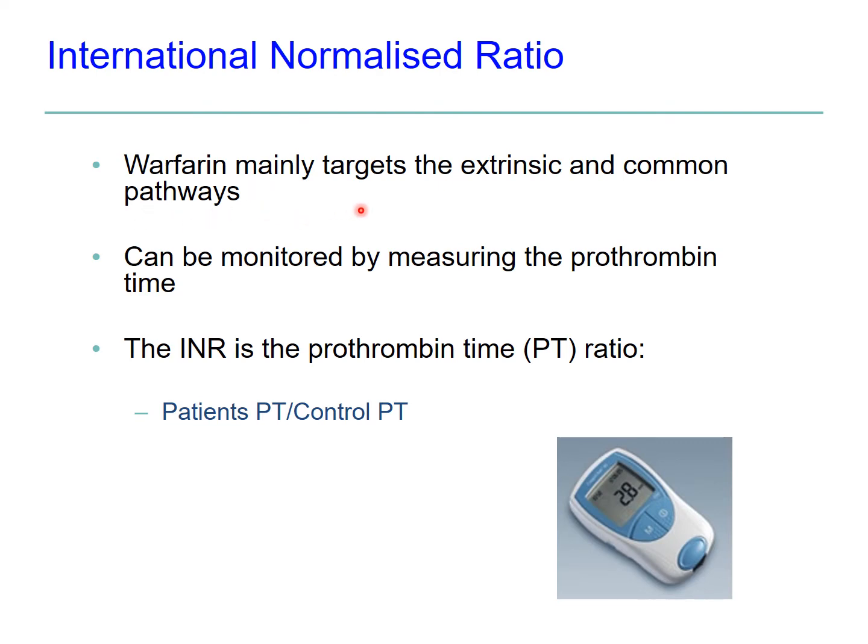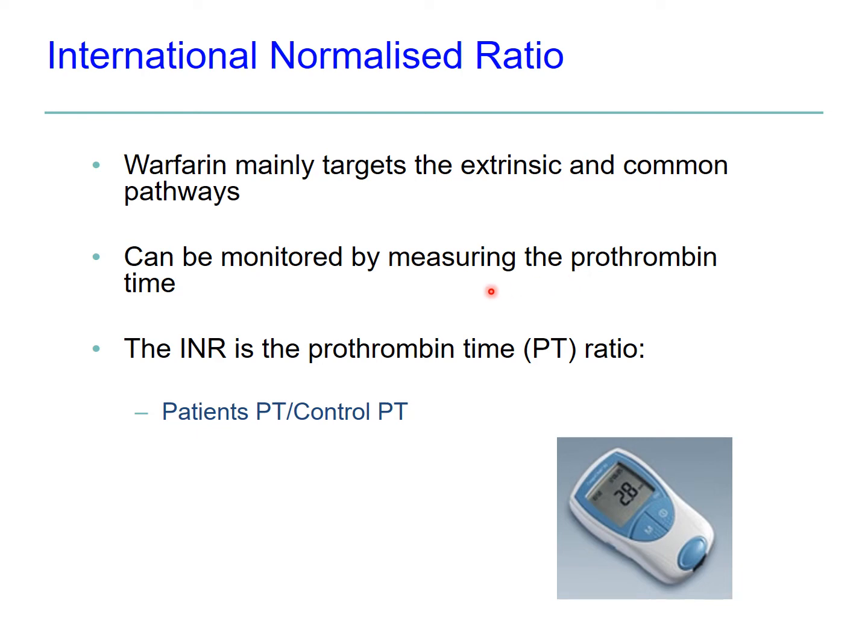Warfarin mainly targets the extrinsic and common pathways of blood coagulation, and its activity needs to be monitored closely to avoid overdose and risk of increased bleeding. Warfarin activity can be monitored by measuring the prothrombin time of the patient. However, the reagent which is used to measure the prothrombin time, that is thromboplastin, the results can vary depending upon how it has been manufactured.